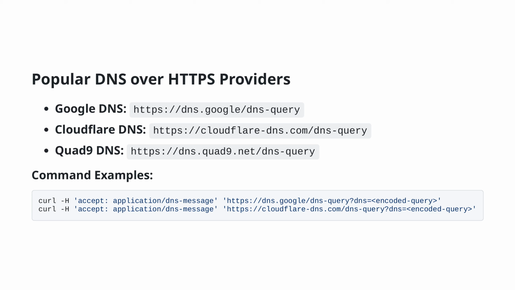You can use command line tools like curl to make DNS queries to these providers. For Google, you could use the command curl -H accept: application/dns-message https://dns.google/query with the DNS encoded query. And for Cloudflare, you would use curl -H accept: application/dns-message with cloudflare-dns.com's dns-query and the DNS encoded query. These commands encapsulate your DNS queries within HTTPS requests, ensuring privacy and security. This effectively obfuscates your DNS query from potential eavesdroppers, leveraging the security benefits of HTTPS.